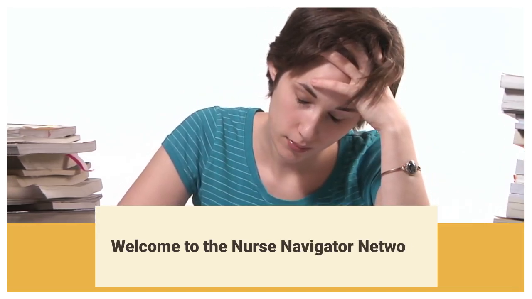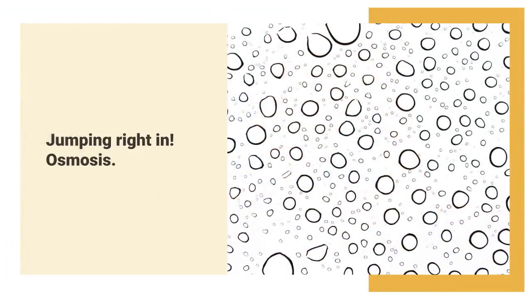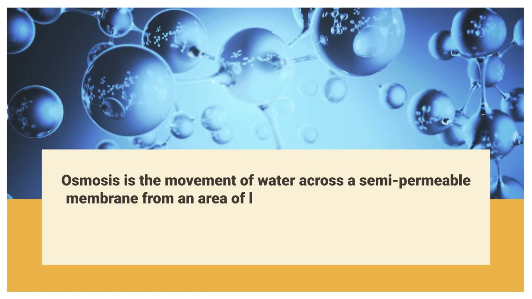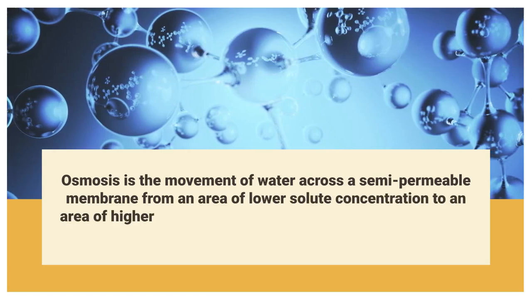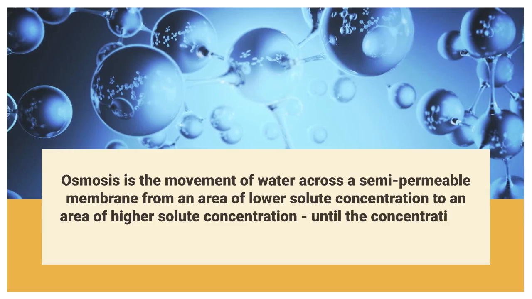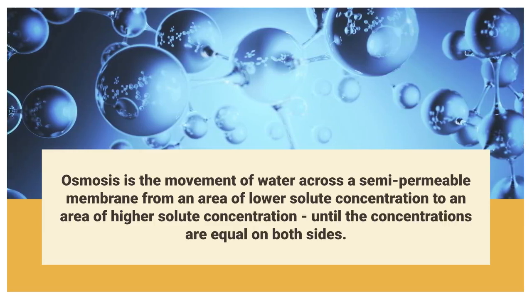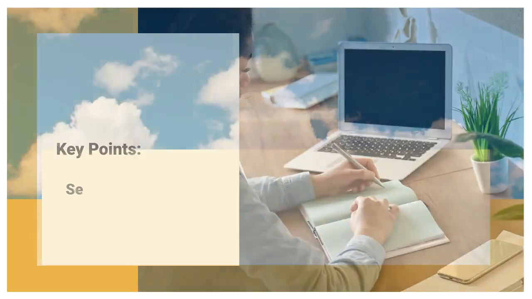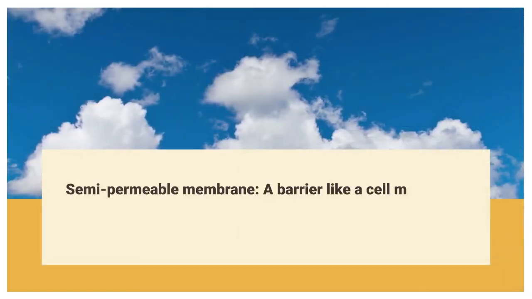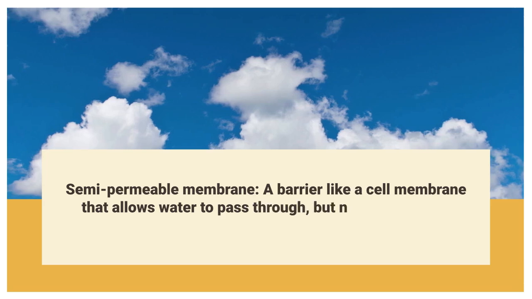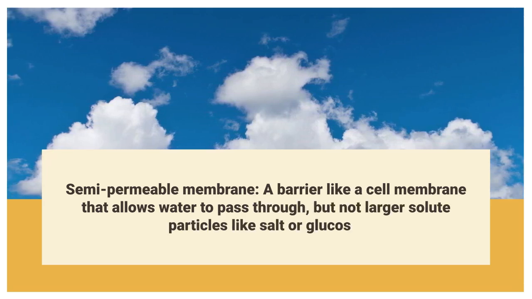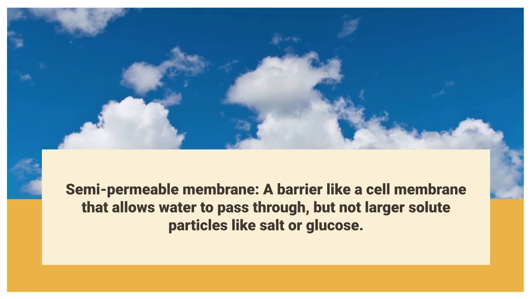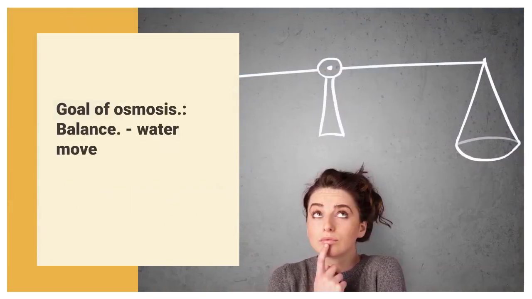Jumping right in, osmosis. Osmosis is the movement of water across a semi-permeable membrane from an area of lower solute concentration to an area of higher solute concentration until the concentrations are equal on both sides. So key points to remember here are the semi-permeable membrane. It's a barrier like a cell membrane that allows water to pass through, but not larger solute particles like salt or sugar. The goal of osmosis is balance.